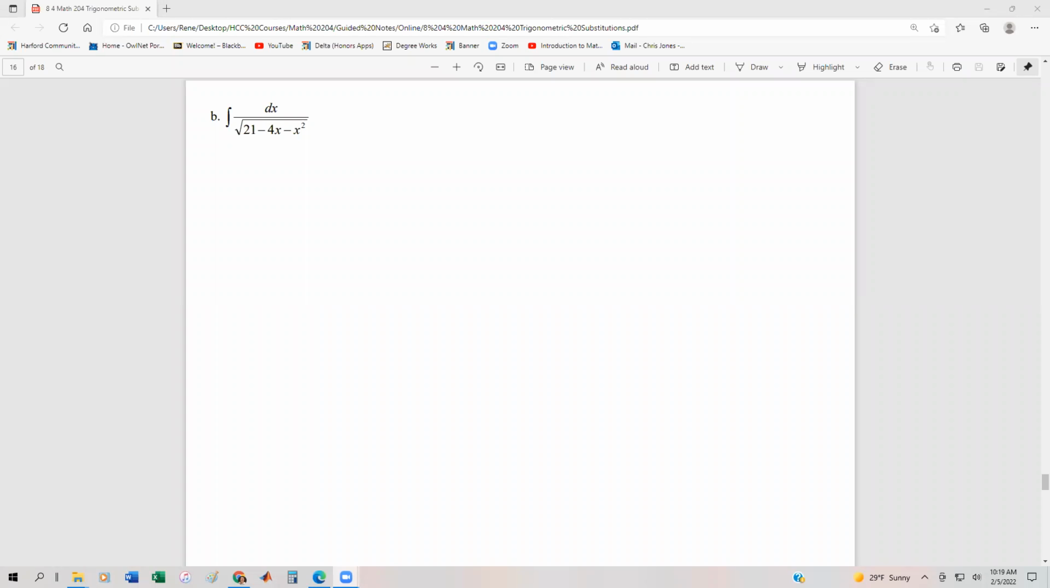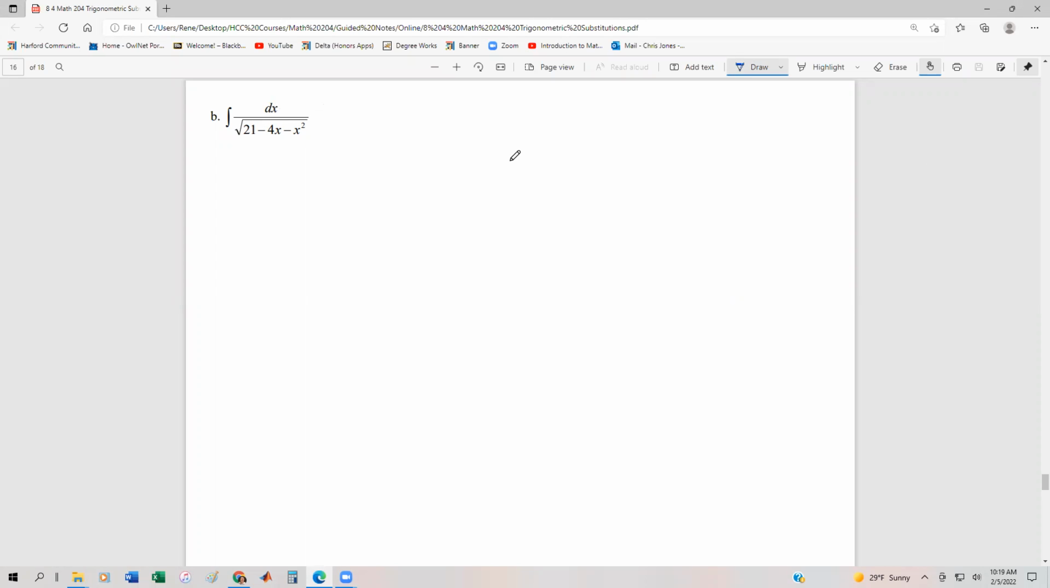One final example of being able to evaluate a trigonometric substitution problem by completing a square. A little bit different than the previous problem that we just looked at. So we have dx over the square root of 21 minus 4x minus x squared. And the reason it's different is because this time we have a negative sign in front of our x squared coefficient.